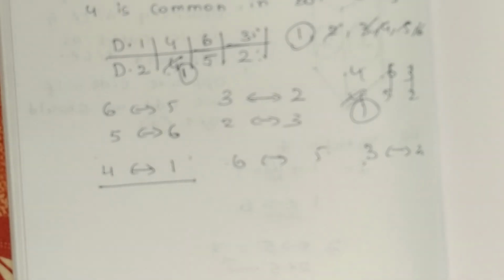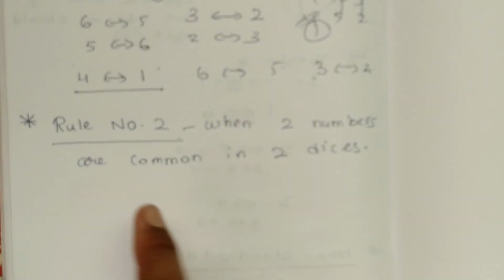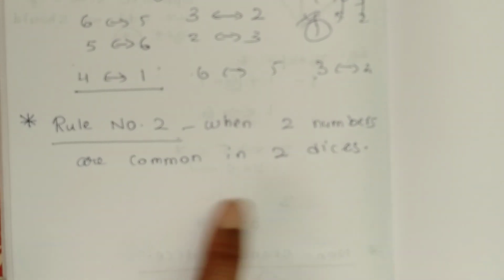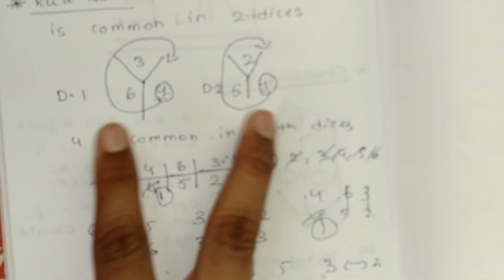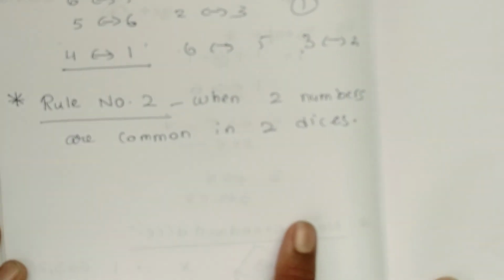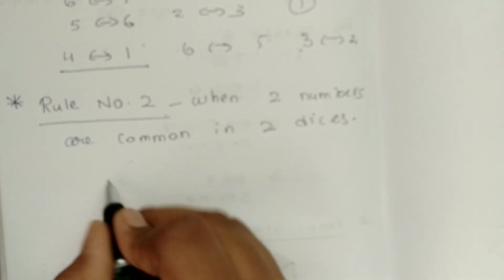And there will be rule number 2. So the rule number 2 is when two numbers are common in two dices. In the rule number 1 you have seen when one number is common in two dices, and now when two numbers are common in two dices. Now I'll take one example here.